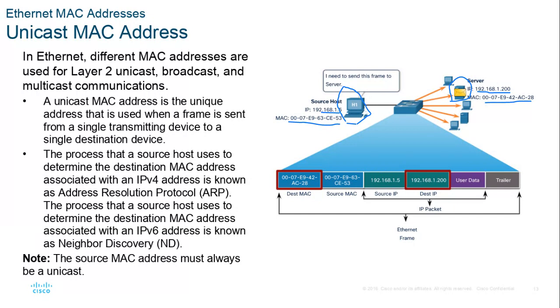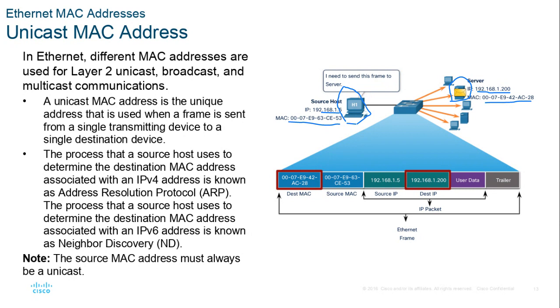Unicast is one-to-one. Just like in IP, he's going to send a unicast layer 3 IP address. If I'm the source host H1 and I don't know your MAC address, I'll send out that broadcast Address Resolution Protocol request that says, calling all stations, if your IP address is 192.168.1.200, please tell me what your MAC address is. That's 0007E942AC28. Host H1 needs to know that before he can encapsulate the data and send it to him.